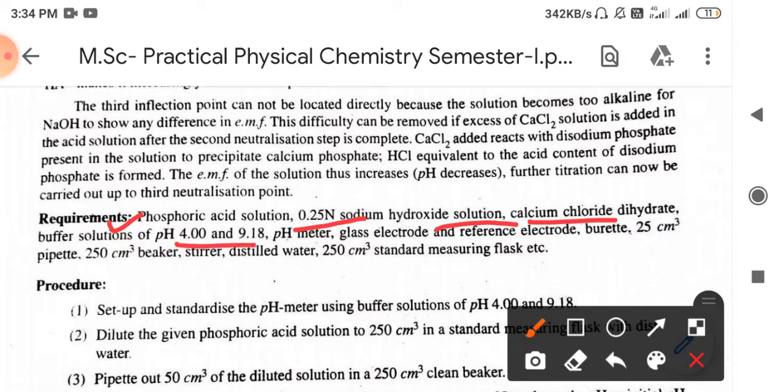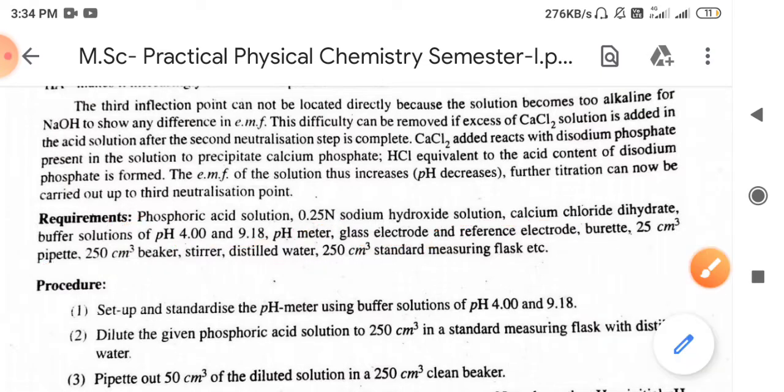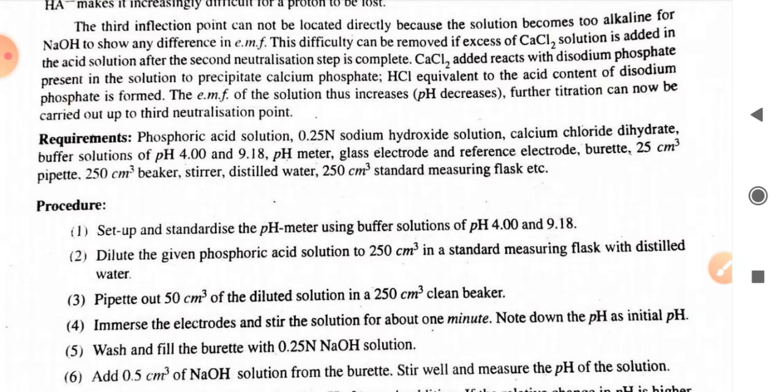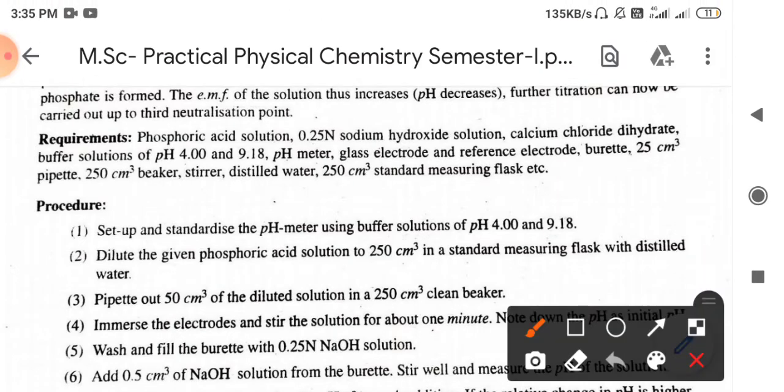Then buffer solutions of pH 9.18 and 4, the glass electrode, burette, a 25 ml pipette, a 250 ml beaker, and other things necessary for doing the experiment. The first thing we should do is standardize the pH meter. How will you standardize the pH meter? For that purpose we use the buffer solutions of pH 4 and pH 9.18.